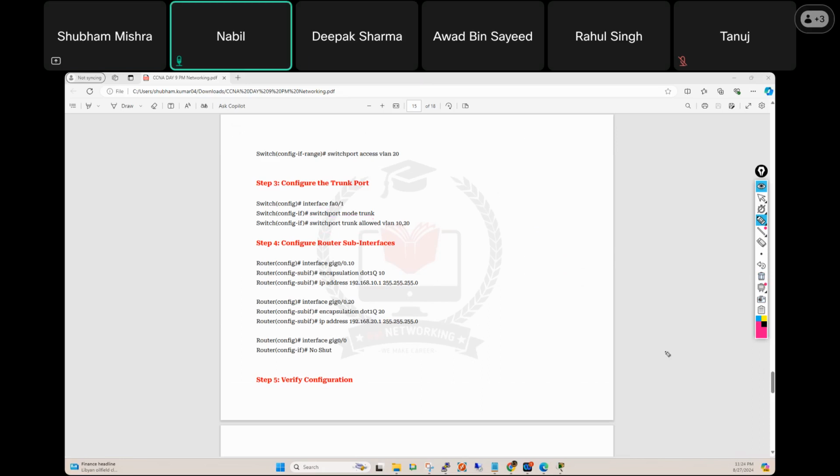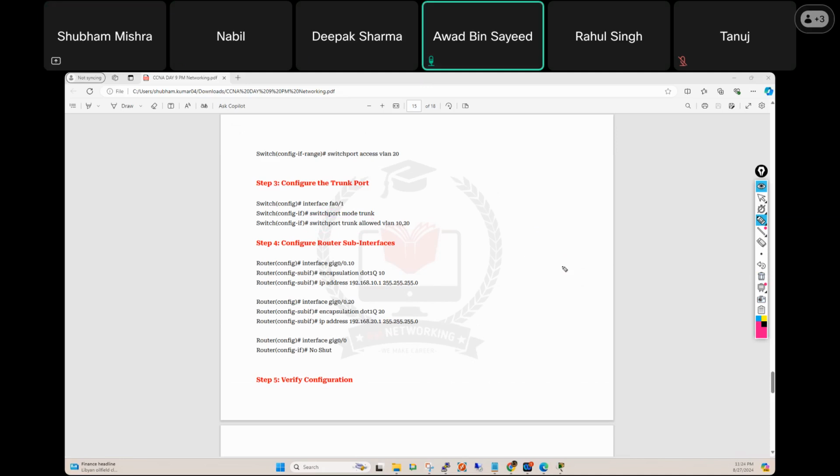In SVI, it's routing, and there is no need to enable trunking mode. In SVI, why would you need trunking? You just enable the routing feature, that's enough. You do not need to configure trunk and all.